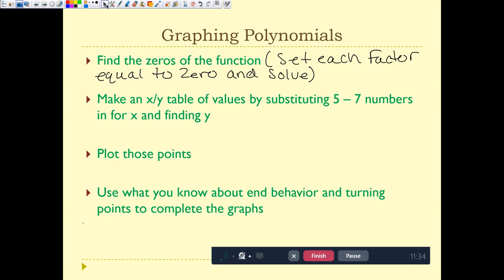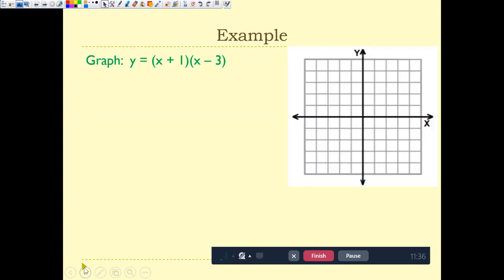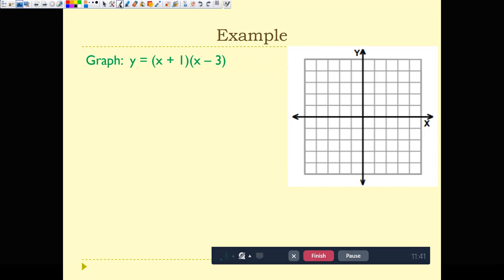Okay, so there are 2 x's here. So if there's 2 x's, that means this is going to be x squared if we were to FOIL this. So that means it would have 1 turning point. It's 1 less than the degree. It would also be even and positive, so they're both going to be going up. Okay, so we know even, positive, so up, up.